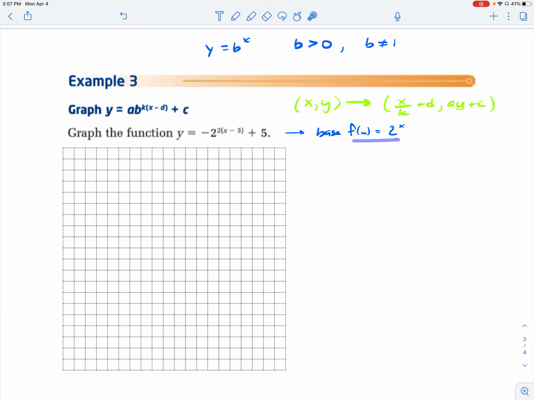Anyway, I'm going to get off topic a bit. We're trying to graph this, and this is our base function. Now I can see my base function has been multiplied by -1. So that means a is equal to -1. That means we have a reflection along the x-axis.